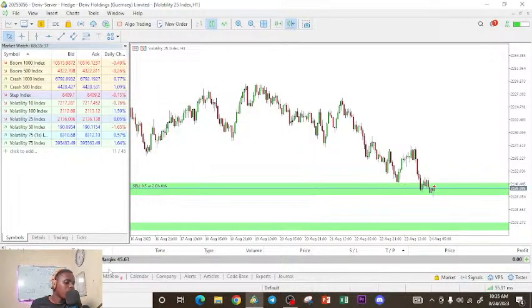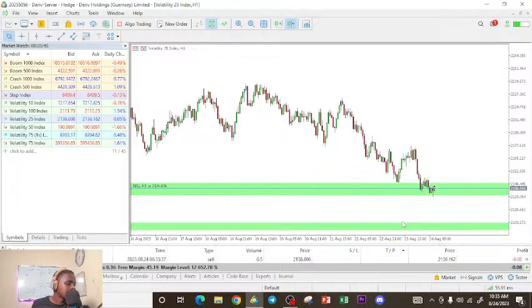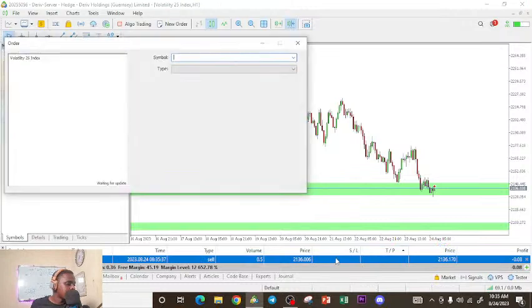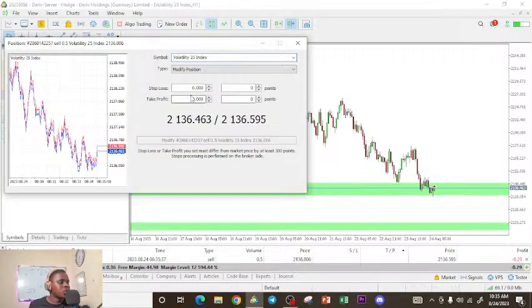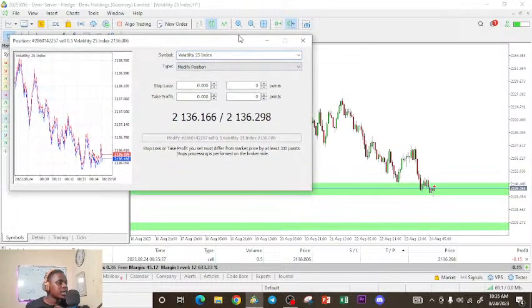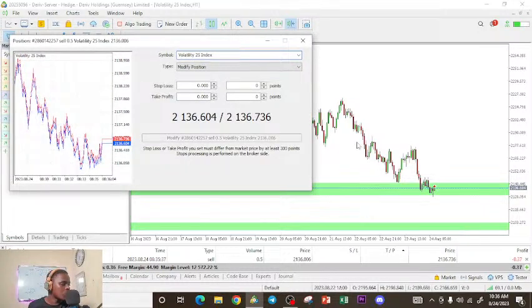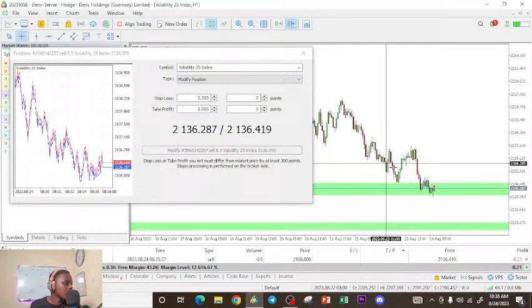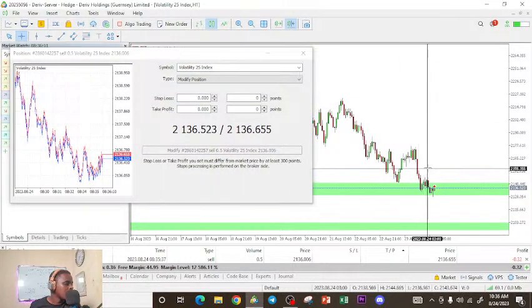Once I sell, I will come to my trade. I will put my stop loss above this zone. So I'm just showing you how you are going to sell here. But I'm saying the best case scenario is to wait for the market to break below this zone. Why? Because this zone can be a potential reversal point. So let's see, my stop loss should be around above this zone.